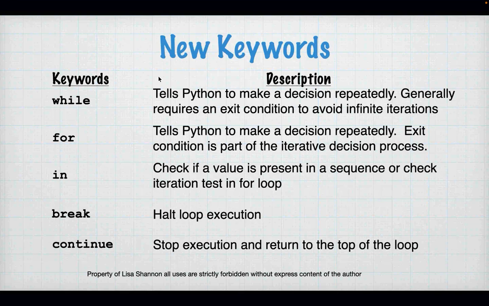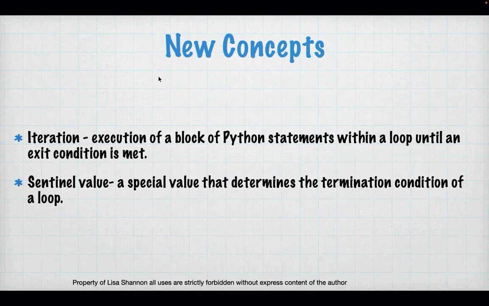There's handy dandy break, which is like put your brakes on, turn the car off, because you're done. It will stop the execution of the loop, and it will go outside the loop to the next thing that's in either the global scope or the scope outside of that loop. And continue is like, okay, stop here, but go back to the top of the loop and try it again. So those are the main new keywords we're dealing with this week.